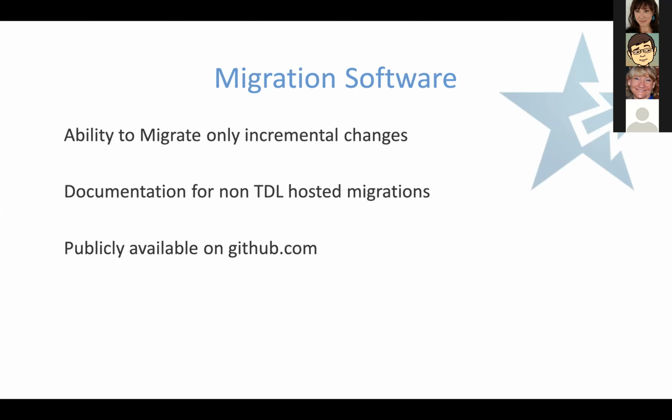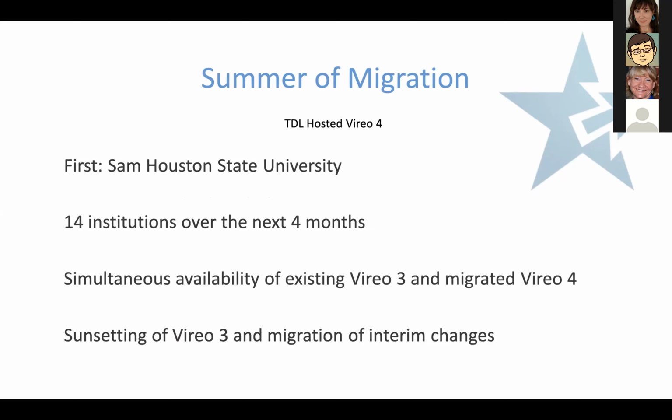And so this summer, we will have the 14 institutions that will be migrated. For example, there's Sam Houston State University, they're going first. We have SHSU-ETD. Well, we also establish a server SHSU-migrate-ETD, and that format will happen for all the institutions. So that will be their Vireo 4 server with their Vireo 3 data on it. They can use them both simultaneously.